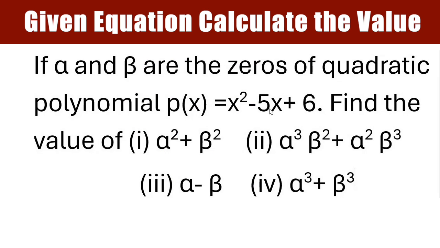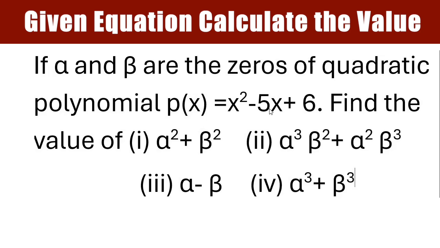If alpha and beta are the zeros of the quadratic polynomial p of x equals x squared minus 5x plus 6, find the value of alpha square plus beta square, alpha cube beta square plus alpha square beta cube. Then the third subdivision is alpha minus beta, and the fourth subdivision is alpha cube plus beta cube. So let's calculate one by one first.